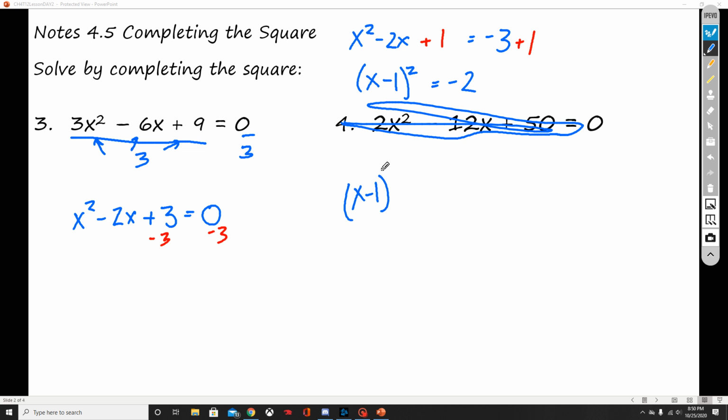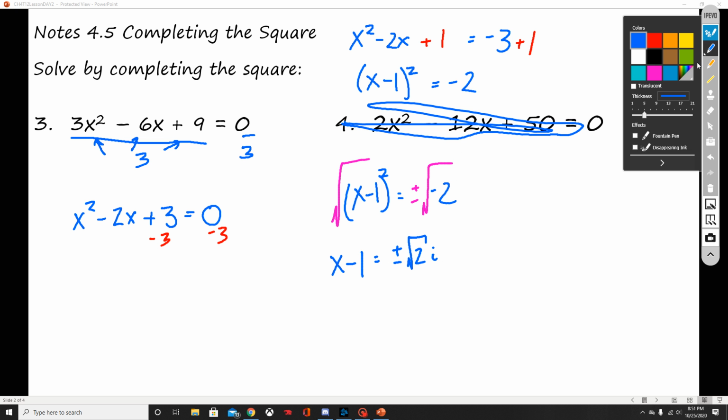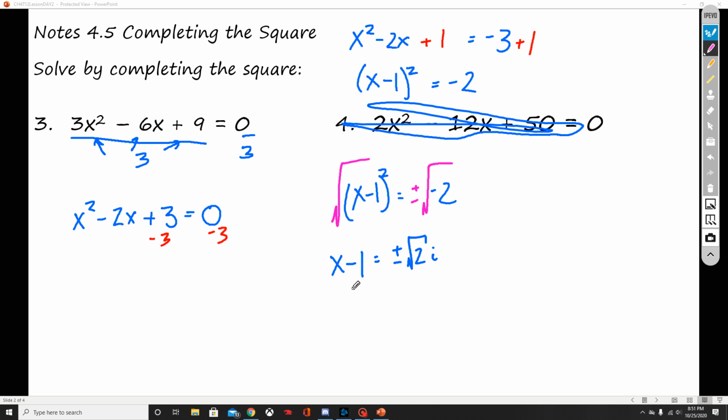So x minus 1 squared equals negative 2. First step to this is going to be to square root both sides to get rid of the square. Don't forget plus or minus. Alright, so I get x minus 1 equals plus or minus square root 2i. Don't forget about the i. This is the square root of a negative number, so it is going to be i. I'm going to solve for x, so I'm going to add 1.